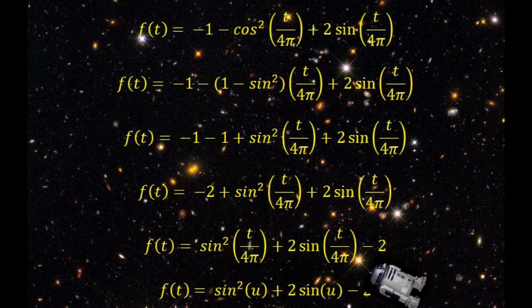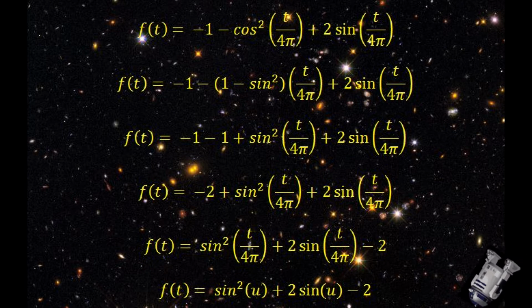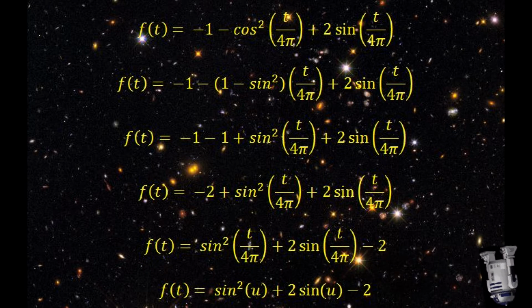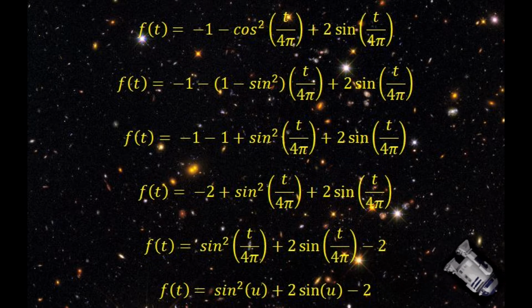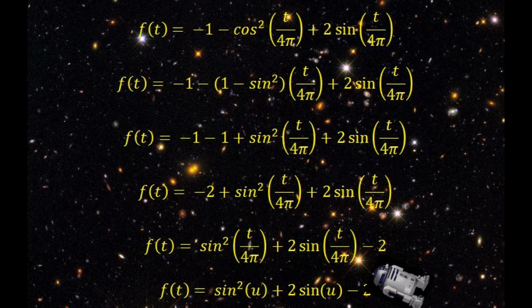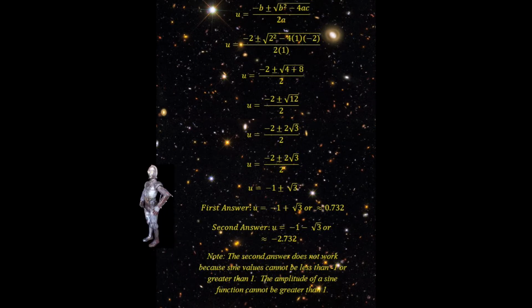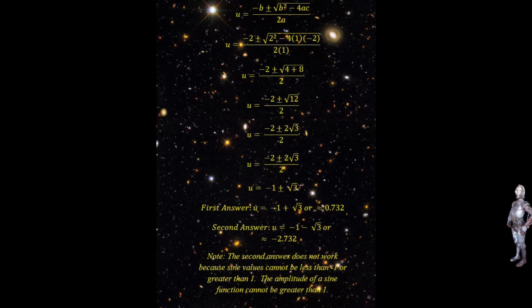Using a Pythagorean identity, we replaced cosine squared of t over 4 pi with 1 minus sine squared t over 4 pi. We simplified the equation to f of t equals sine squared of u plus 2 sine of u minus 2, replacing t over 4 pi with u. We solved for the answers of the equation using the quadratic formula. The resulting answers were u equals -1 plus or minus the square root of 3.